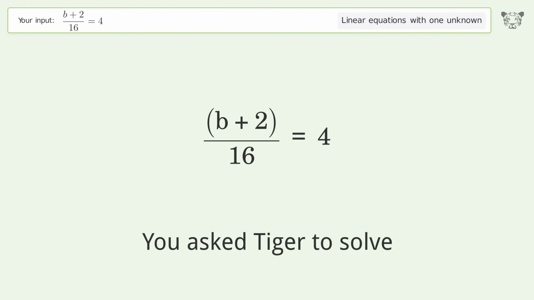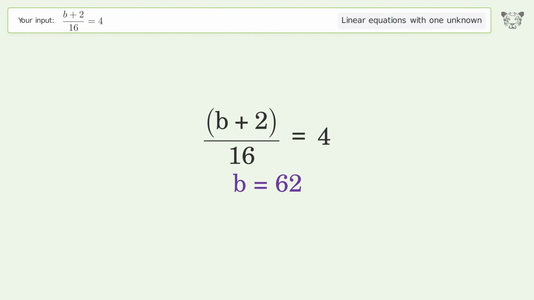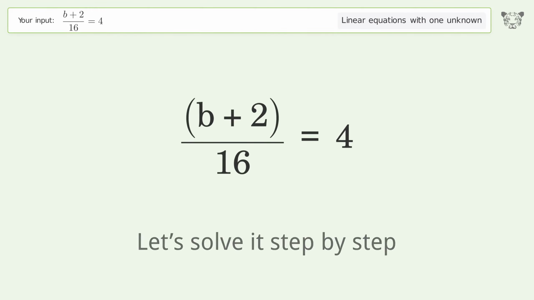You ask Tiger to solve. This deals with linear equations with one unknown. The final result is b equals 62. Let's solve it step by step.